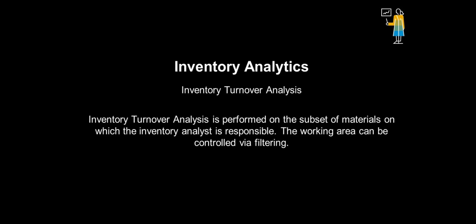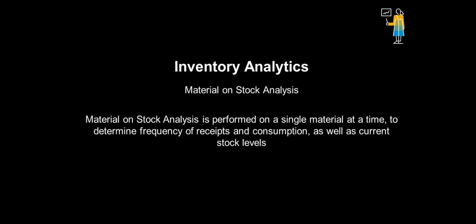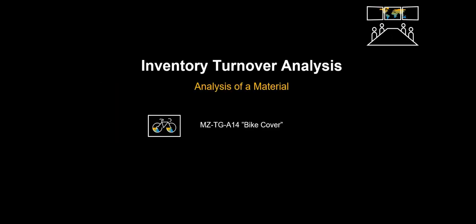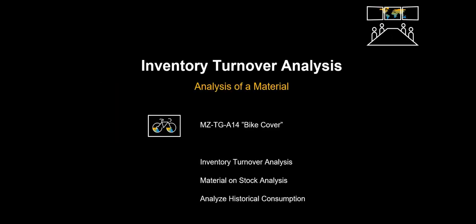Inventory turnover analysis is performed on the subset of materials, for which the inventory analyst is responsible. Material on stock analysis is performed on a single material at a time, to determine frequency of receipts and consumption, as well as current stock levels. Analyze historical consumption is performed to see if there are any patterns, which can be seen developing over time, as an aid in decision making. In our scenario, we will analyze a material by looking at the inventory turnover, stock at hand, and historical consumption.